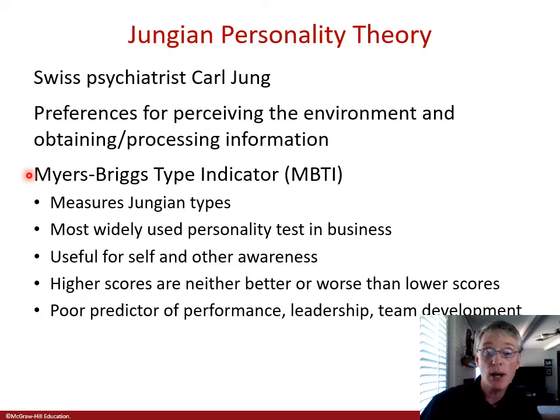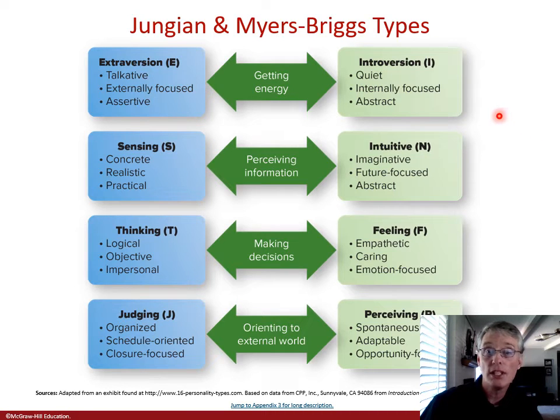Okay, so this is Myers-Briggs from the work of Carl Jung, and it has to do with preferences. And so these are the dimensions. There are 4 dimensions: extroversion versus introversion, sensing versus intuition, thinking versus feeling, and judging versus perceiving.